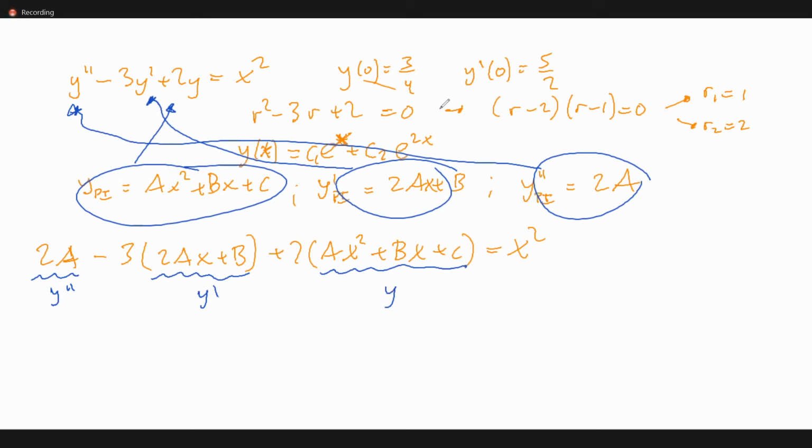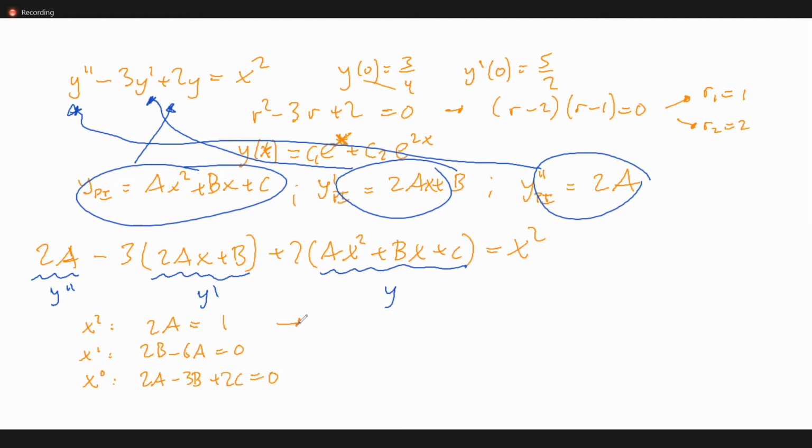So we can now match the corresponding coefficients. The second order coefficient is 2a equal to 1. The first order coefficient gives us 2b minus 6a equal to 0. And the zero order coefficient gives us 2a minus 3b plus 2c equal to 0.